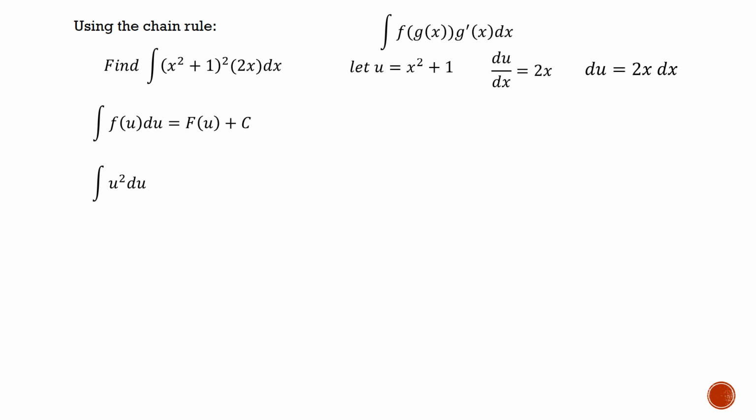Okay, where does this come from? Well, first and foremost, du, we know to be 2x dx. And I also know that u is x squared plus 1, and the composite function is (x squared plus 1) all squared. So that's where the u squared comes in. So all I need to do now is simply find the antiderivative with respect to u, which is u cubed over 3 plus c, and then simply replace u with what we let u equal previously, x squared plus 1. So (x squared plus 1) all cubed over 3 plus c.